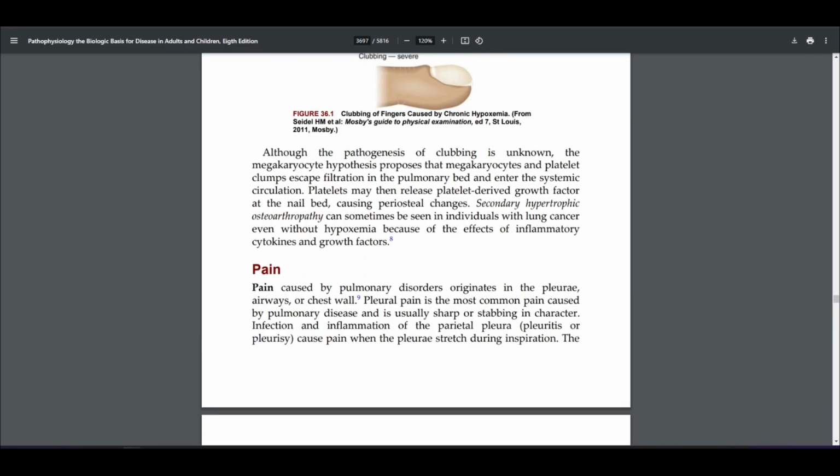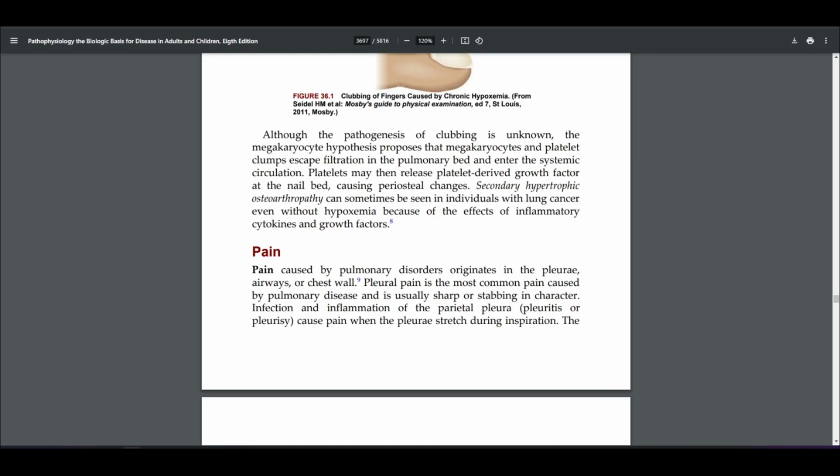Although the pathogenesis of clubbing is unknown, the megakaryocyte hypothesis proposes that megakaryocytes and platelet clumps escape filtration in the pulmonary bed and enter the systemic circulation. Platelets may then release platelet-derived growth factor at the nail bed, causing a periosteal change. Secondary hypertrophic osteoarthropathy can sometimes be seen in individuals with lung cancer, even without hypoxemia, because of the effect of inflammatory cytokines and growth factor.